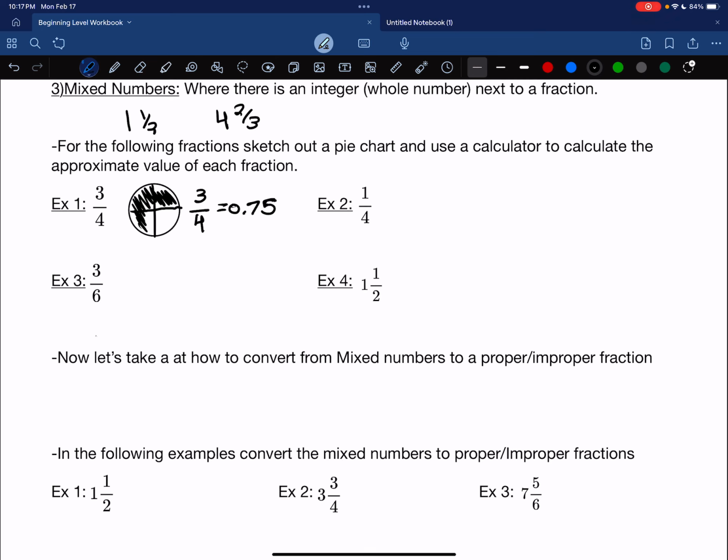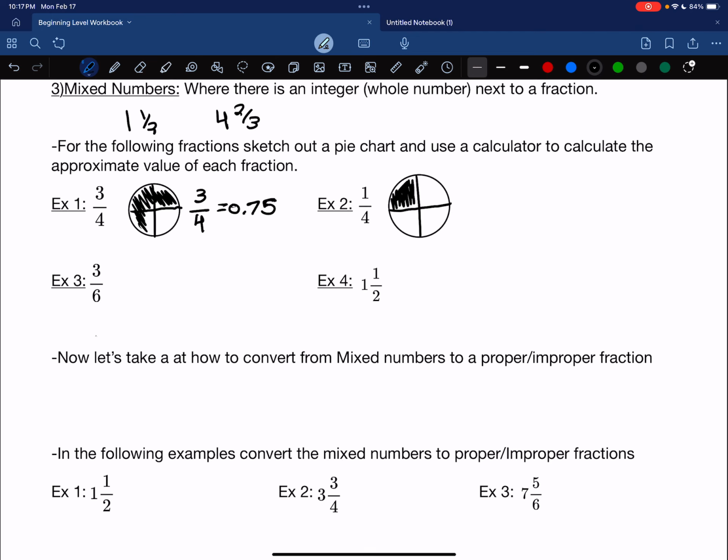Moving on to example 2, I encourage you to pause the video, sketch out a pie chart, and then do this conversion from a fraction to a decimal. When you have given this a go, in this pie chart we are still going to divide out 4 sections because the denominator is still 4. And in this case, because the numerator is just 1, we are only going to shade in one portion of the pie chart.